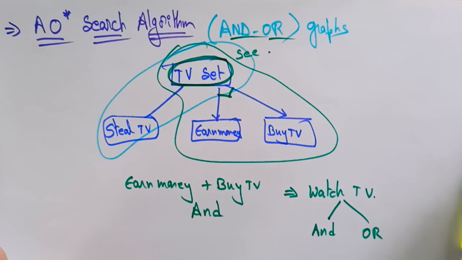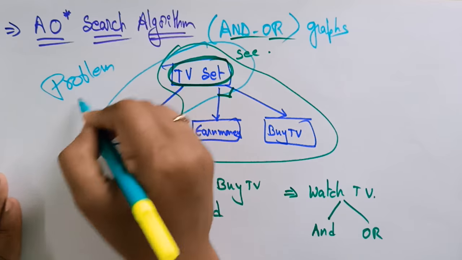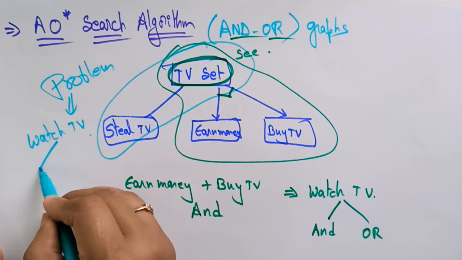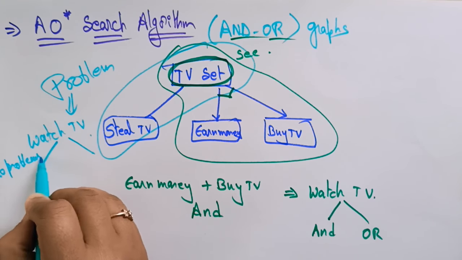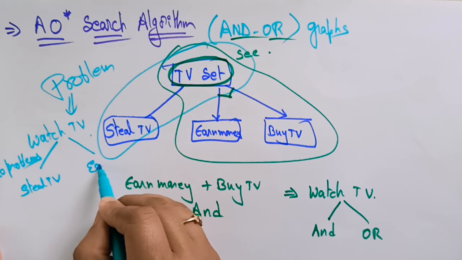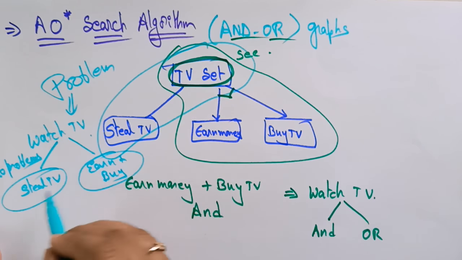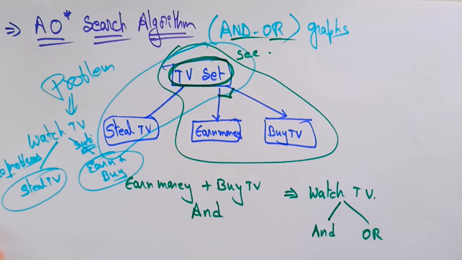In this AO star algorithm, the complete problem is divided into a set of sub problems. Here the complete problem is watch TV. I divided this watch TV problem into sub problems: either steal TV, or earn plus buy. One single problem is divided into sub problems.